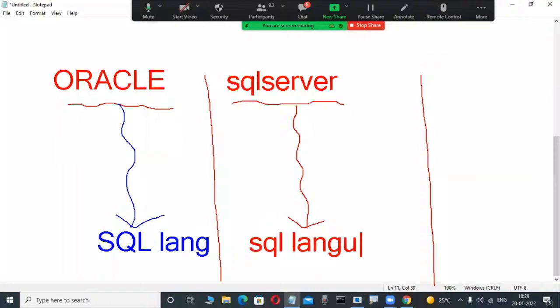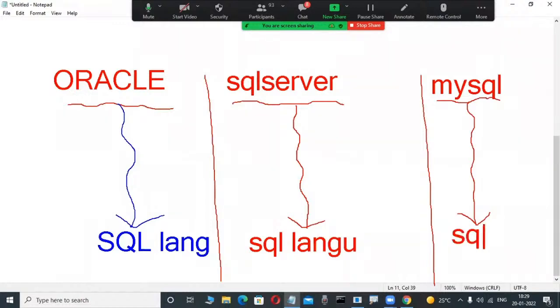Again, MySQL is used by many people in my company. MySQL is a relational database product, and it is open source. Some employees working on the MySQL product operate the MySQL database also. They also use SQL as a language. So the SQL language is there, a universal language.